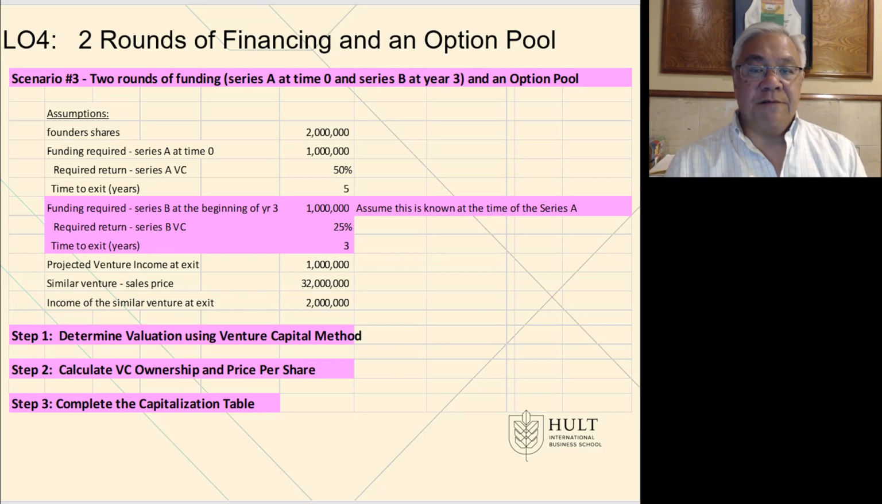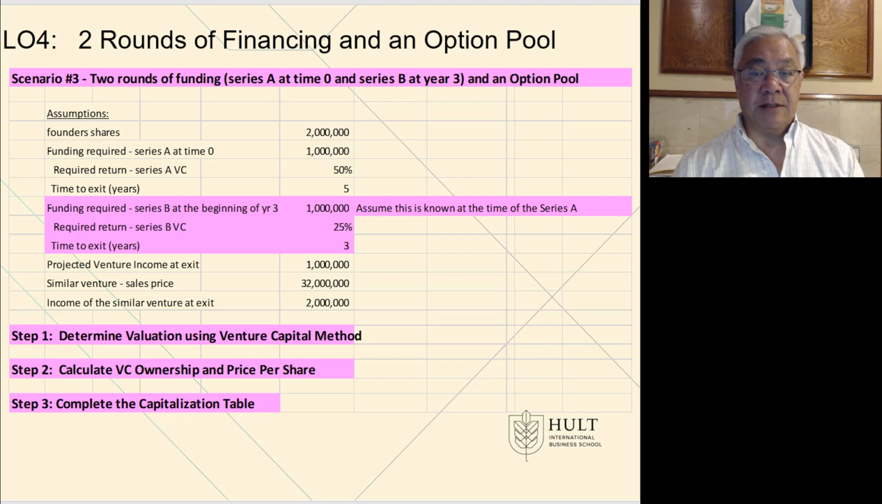All right, learning objective 4 is the most complicated we'll do in this lecture, and it's where we have 2 rounds of funding and also an option pool. So we're just stacking complexity on scenarios 1 and 2. Now, the difference here is that we, at the time of financing, know that we'll need more money.